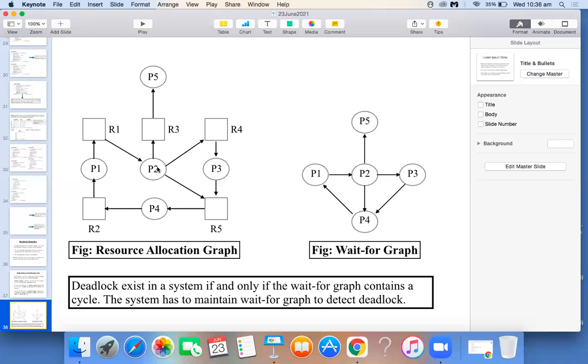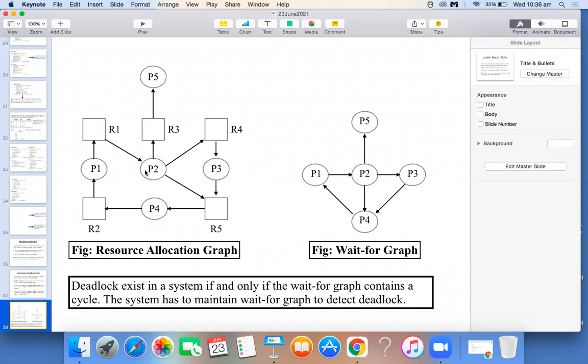Similarly, there is an edge from process P2 to R4 and R4 to P3. So how can it be written if we remove the resource R4? P2 to P3. Correct. So we can write the edge from P2 to P3 by removing the resource R4. Like that, we have constructed our wait for graph by removing all the resources.